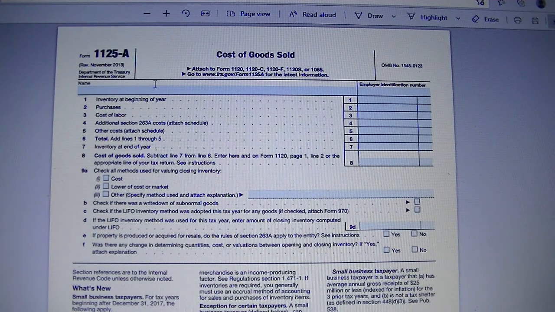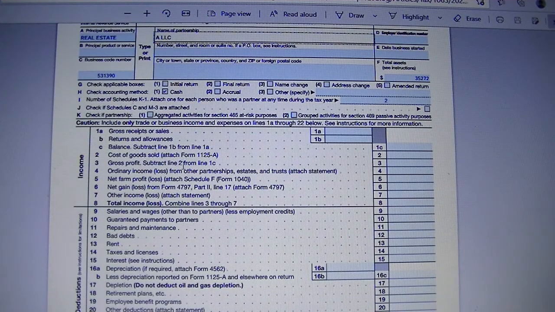And you'll remember to have the business name and the employer identification number, and you'll check if it is a first in, first out type of inventory system you have. So for the cost of goods, you will put the cost of goods sold on line 2, and you'll remember to attach that form as well, 1125-A.